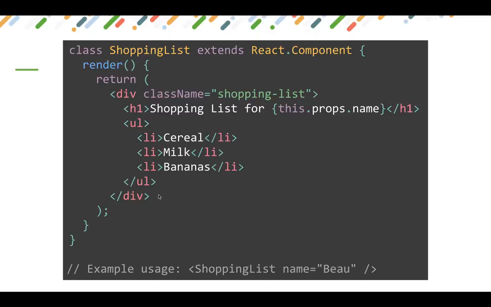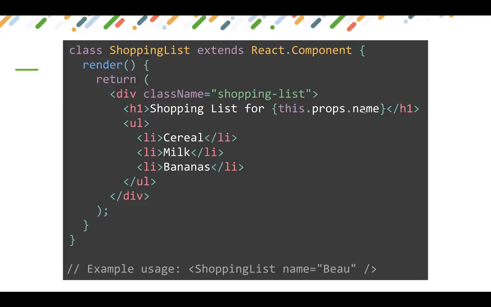And JSX comes with the full power of JavaScript. You can put any JavaScript expressions within braces. So you can see these braces where it says this.props.name. The props are kind of like a variable. And you can see the example usage. So to call this React component or to place it on the page, you'll use something like we have at the bottom. So we have the name of the React component, and then we pass in the props, name equals bow. So right in what we're returning, when it says this.props.name, it's going to put bow. So on the page, it will return shopping list for bow.